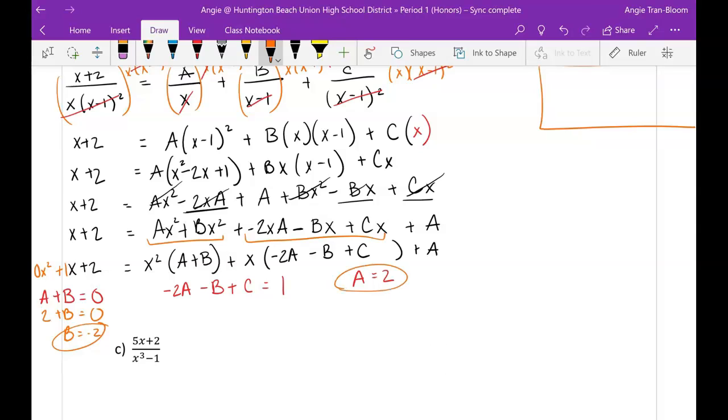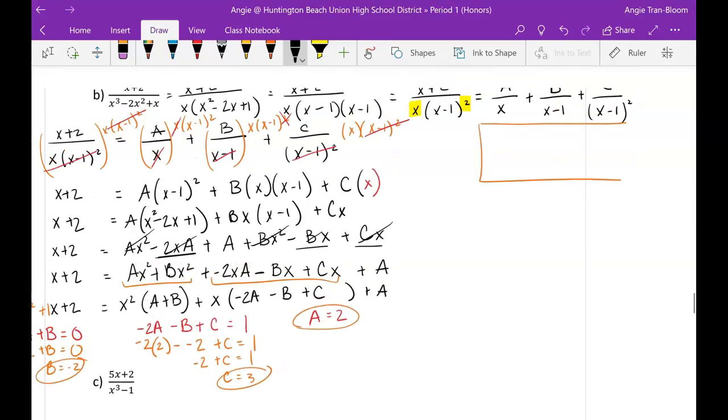So now you just have to plug it back in here to solve for c. So negative 2 times a is 2 minus negative 2 plus c equals 1. This is negative 4 plus 2, that's going to be negative 2, plus c equals 1. So c is going to be 3. So those are the ABCs.